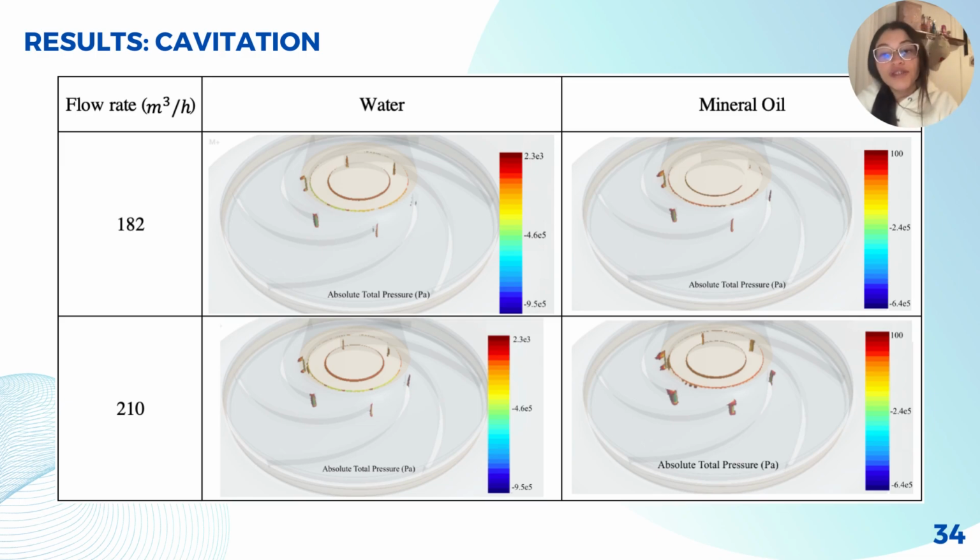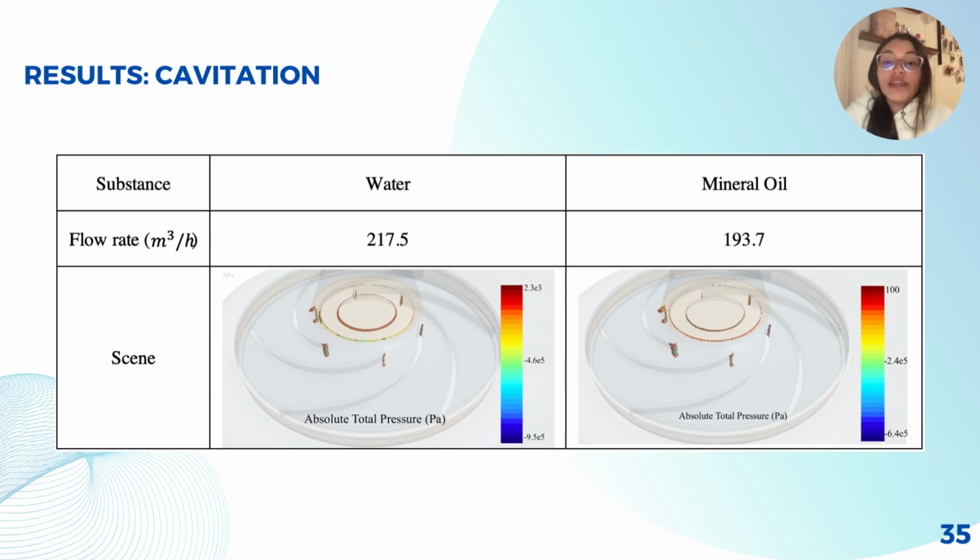Also, the lower the viscosity, the greater the cavitation will be, because oil has a lower vapor pressure than water. This means that it is less likely to boil at a given pressure. It is important to note that the colored parts suffer cavitation because the total pressure is lower than the vapor pressure, causing a change of phase of the fluid. This can affect the performance of the pump.